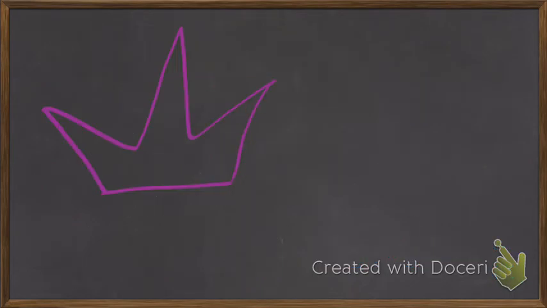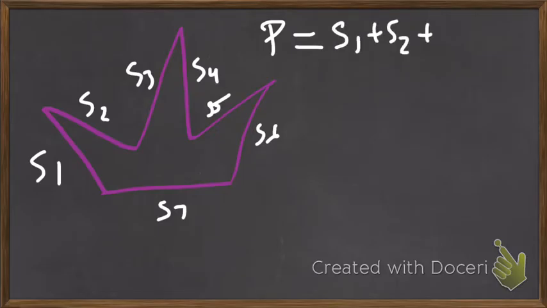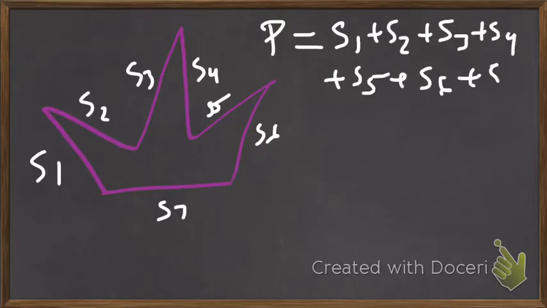So if we look at this weird crown shape here, we're going to write out our formula. Perimeter is equal to, and we're going to count the number of sides so we know how many sides we need to measure. So we've got side 1, side 2, side 3, side 4, side 5, side 6, and side 7. So we're going to write all that out: side 1 plus side 2 plus side 3 plus side 4 plus side 5, 6, 7. Now we need to measure each side and write that down so we know what we're adding.